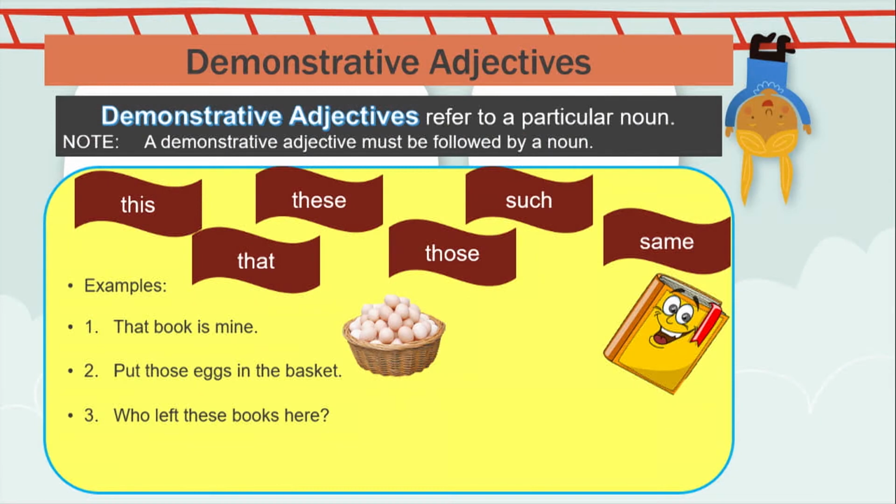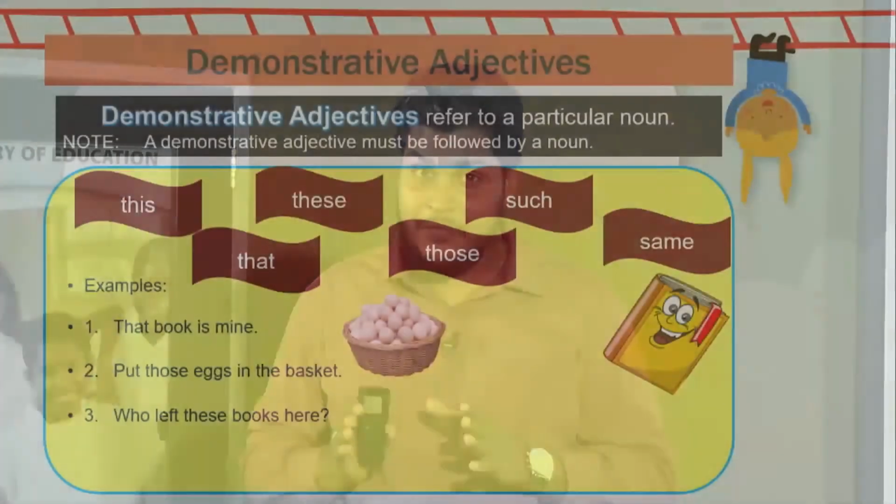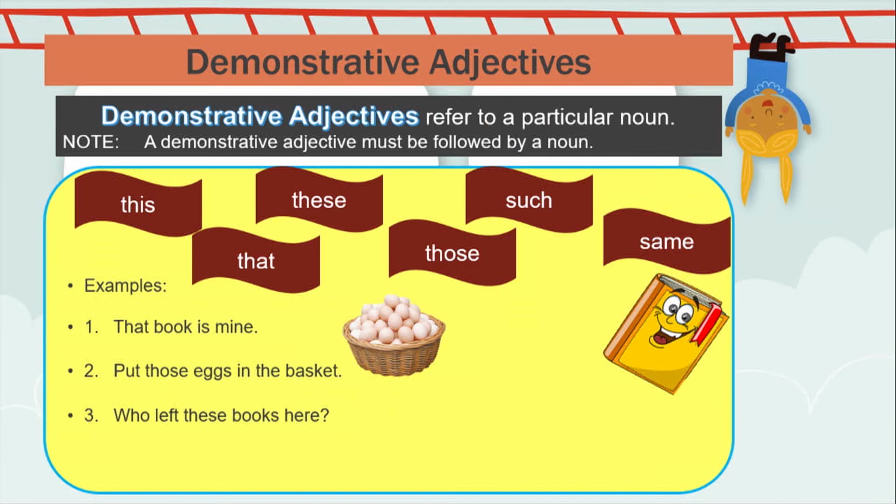Who left these books here? Now think about it. If you had books in front of you, to the right of you, and on a shelf behind you, and your mommy was asking the question, who left these books here? And she was pointing to the books right next to you, not in front of you or on the shelf. Which word demonstrated which book she spoke about? The word these. Are you making the connection? These is a demonstrative adjective.